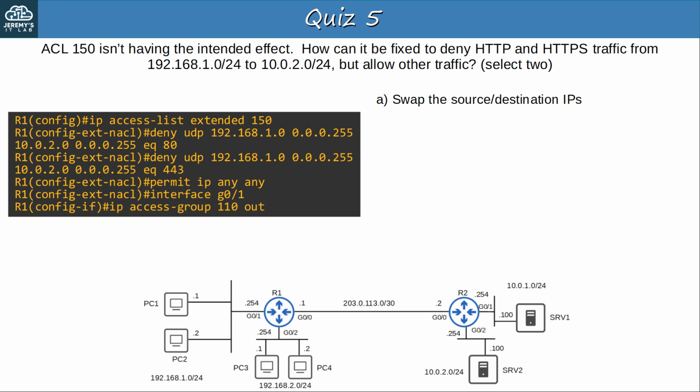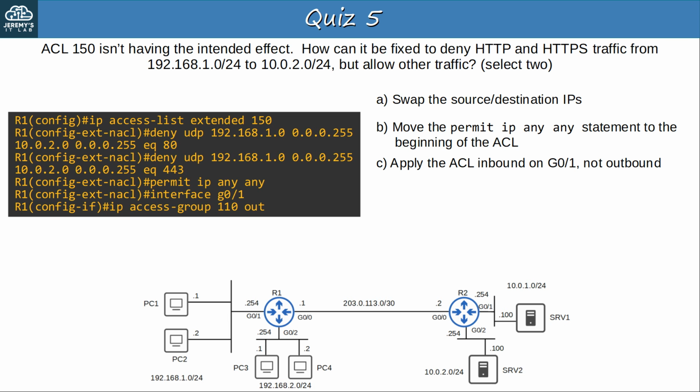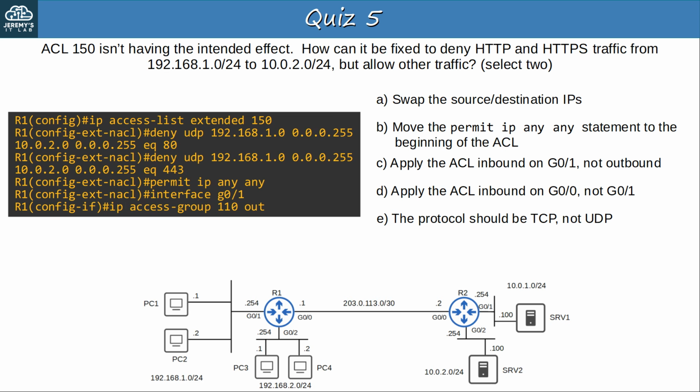A. Swap the source and destination IPs. B. Move the permit ip any any statement to the beginning of the ACL. C. Apply the ACL inbound on G0/1, not outbound. D. Apply the ACL inbound on G0/0, not G0/1. E. The protocol should be TCP, not UDP. Or F. The port numbers should be 88 and 404. Pause the video to think about your answers. Select 2.